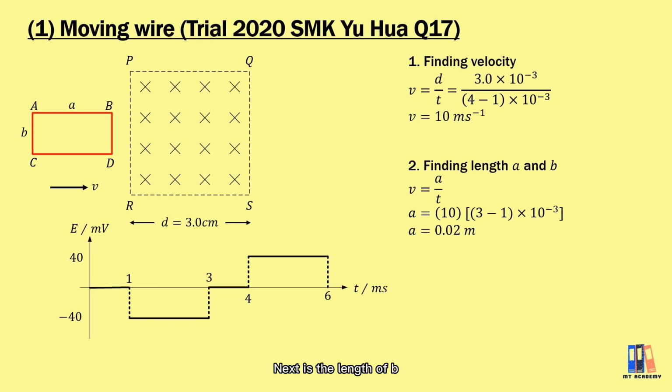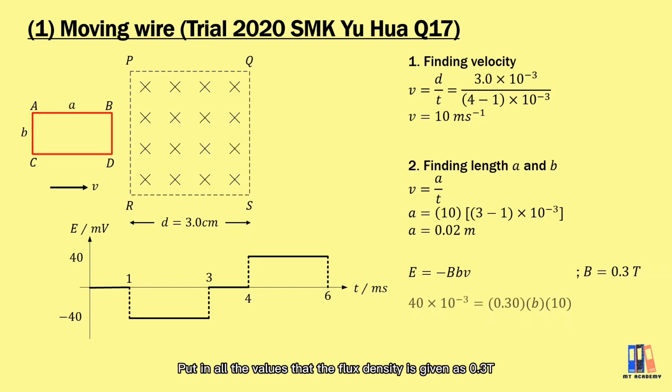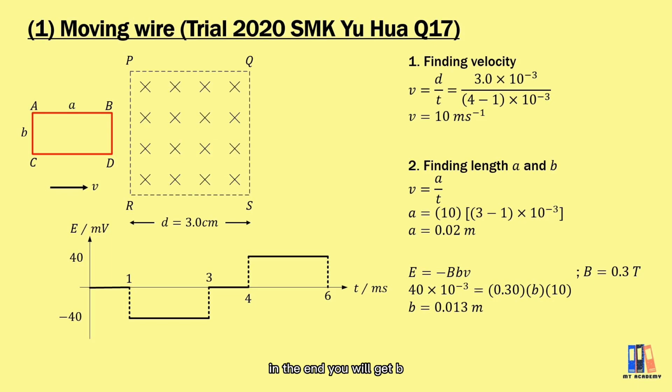Next is the length of b. You can apply the formula of the induced EMF, which is equal to negative Bbv. Put in all the values, where the flux density is given as 0.3 Tesla. In the end, you will get b is equal to 0.013 meter.